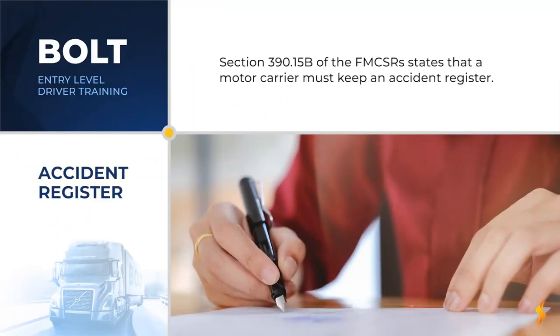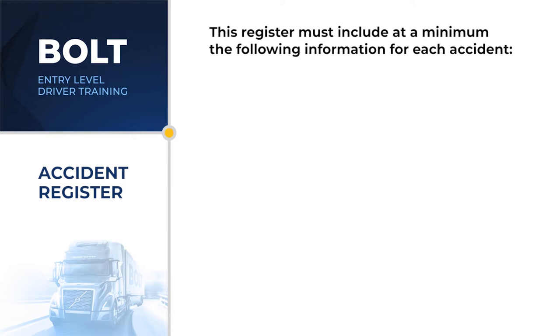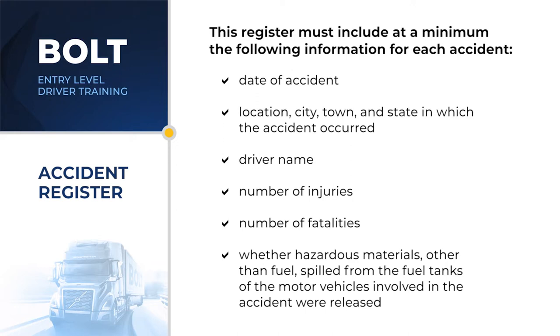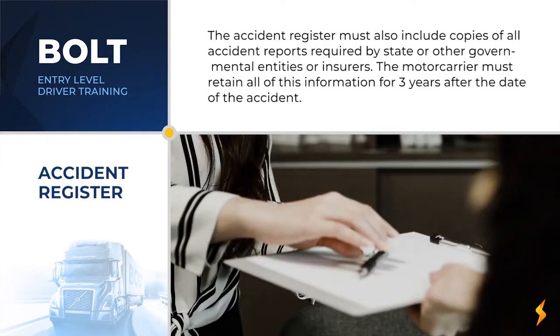Section 390.15(b) of the FMCSRs states that a motor carrier must keep an accident register. This register must include, at a minimum, the following information for each accident: date of accident, location, city, town, and state in which the accident occurred, driver name, number of injuries, number of fatalities, and whether hazardous materials other than fuel spilled from the fuel tanks of the motor vehicles involved in the accident were released. The accident register must also include copies of all accident reports required by state or other governmental entities or insurers. The motor carrier must retain all of this information for 3 years after the date of the accident.